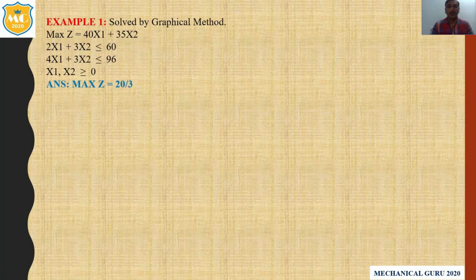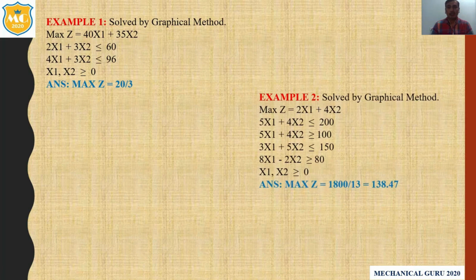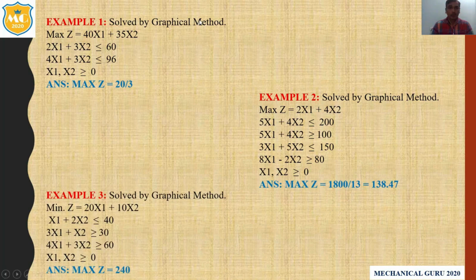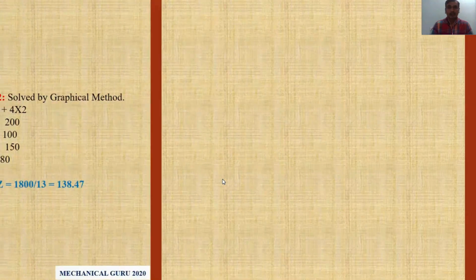Okay, similarly you can solve other examples by the graphical method. Here I have already provided the answers: maximize Z is 20 by 3. In the second example, maximize Z is 138.47. And in the last example, maximize Z is equal to 40. If you have any problem, then you can contact me. It's a very simple example.